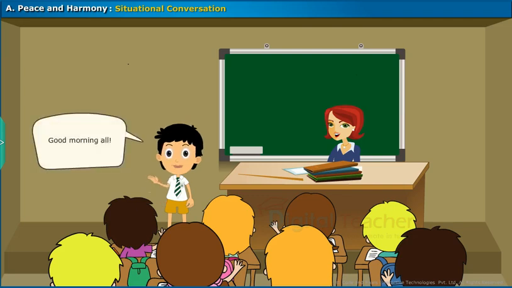Good morning all. My name is Rahul and I am new to the class. Let me introduce myself. I am 11 years old. I am a native of Karimnagar. My father is Mr. Pratap and he is an engineer. My mother is Mrs. Shilpa and she is a homemaker. I have two brothers, one is elder and other is younger to me.